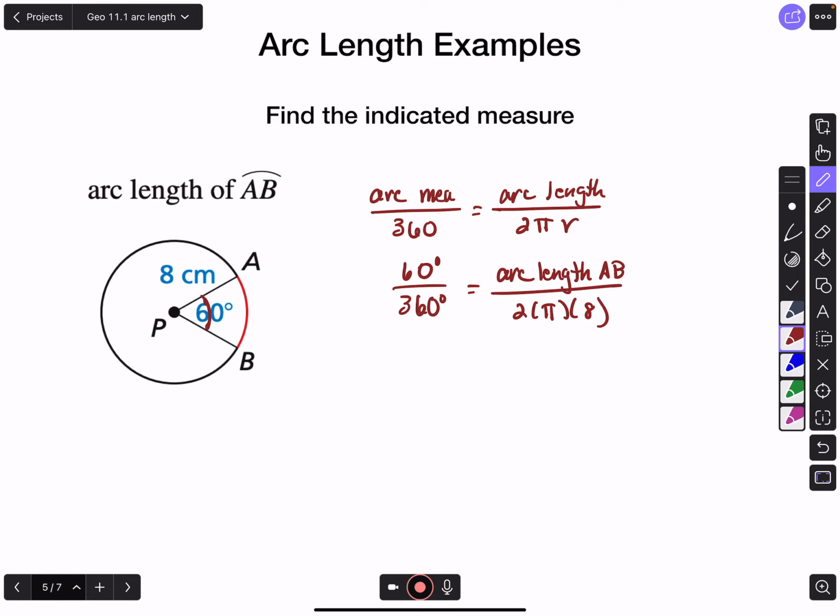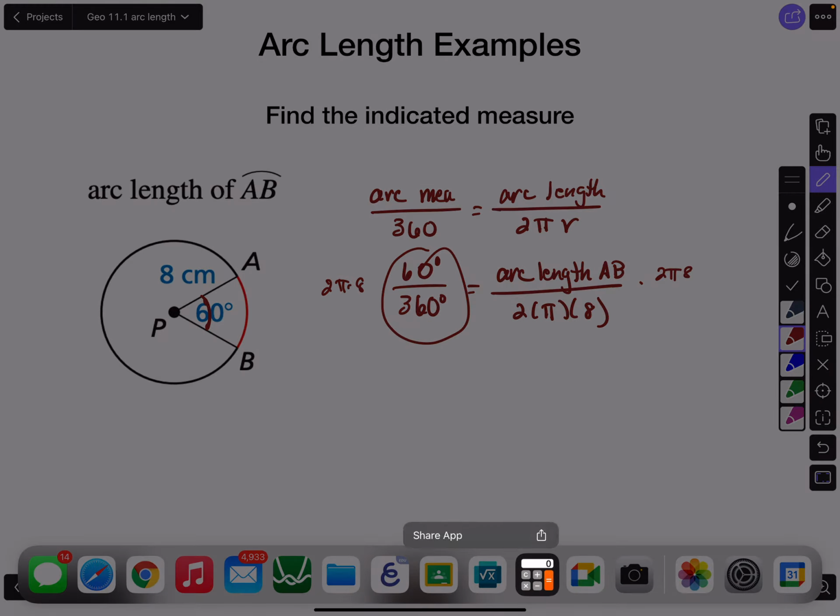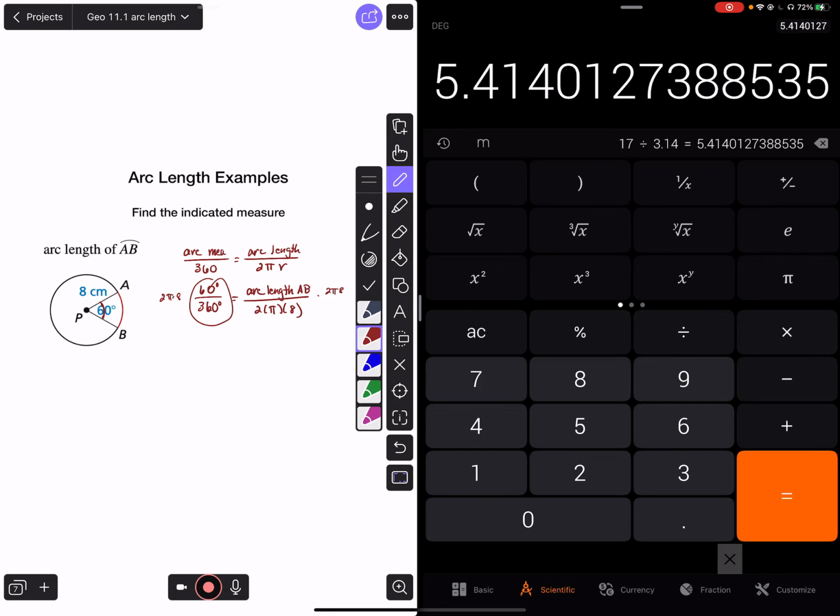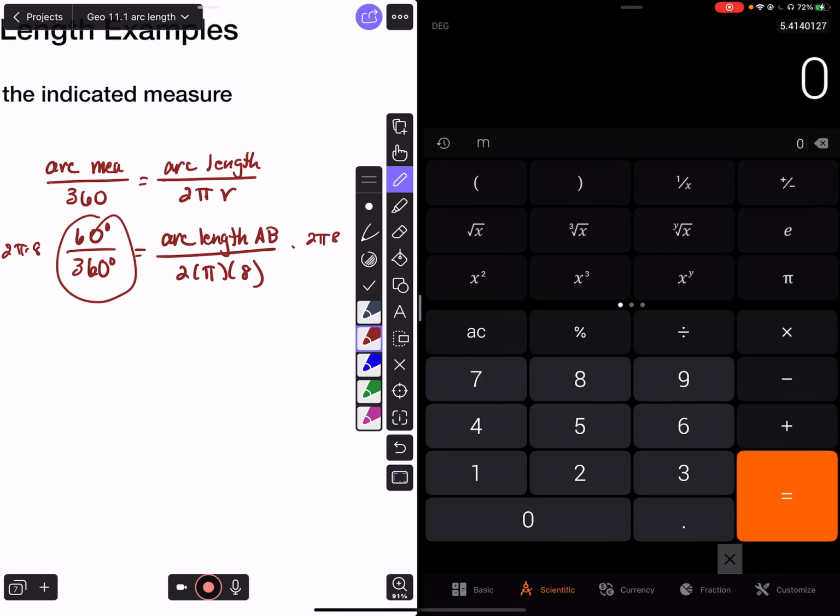Now, in practicality, what you want to do is just figure out what this ratio is equal to. You can use your calculator for that. And then you just have to multiply both sides by this 2 pi 8, the circumference of the circle. So let's look at how we can do this in our calculator and make it super efficient for us. Let's pull this up, and we'll zoom in here.